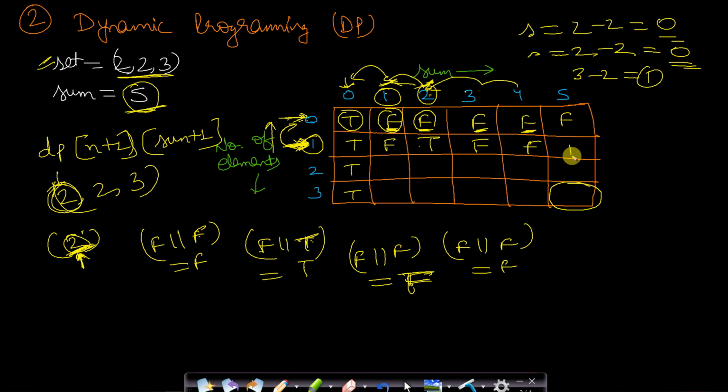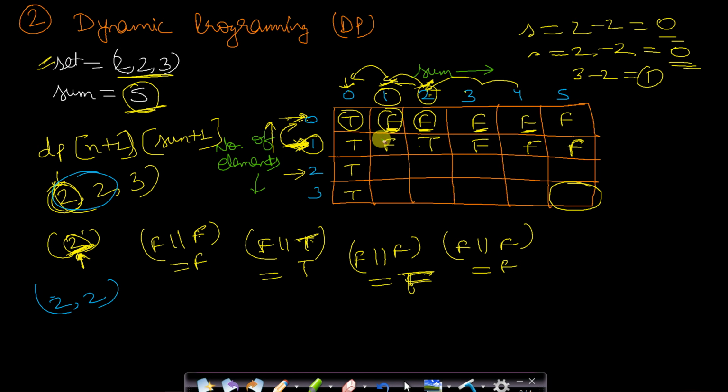Similarly, this 5 will also be false. You can try it out. Now let us fill up the next row. Now as soon as we move on to the next row, we are having 2 number of elements. So these 2 elements will be 2 comma 2. Now let us see whether we can find the required elements.